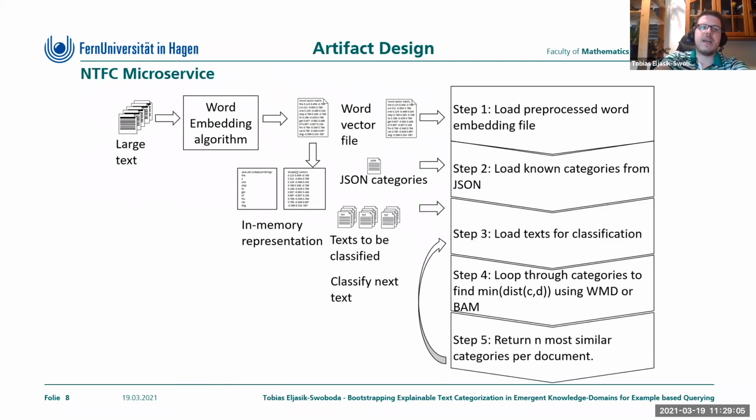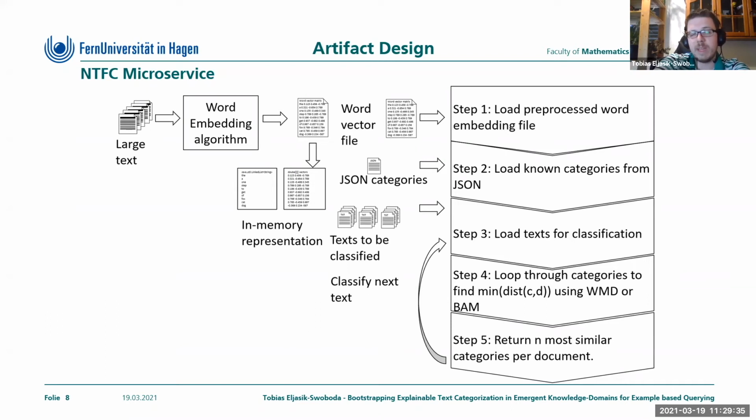The next one is a no target function classifier. It's an alternative to the DICE algorithm. I also implemented the DICE algorithm, but found that this one worked better. What it basically does is also work on word embeddings that have been previously generated. Then categories and the text are loaded into the microservice. And then there's a loop through the individual categories and their text representation to find the most closely related in the word embedding space.